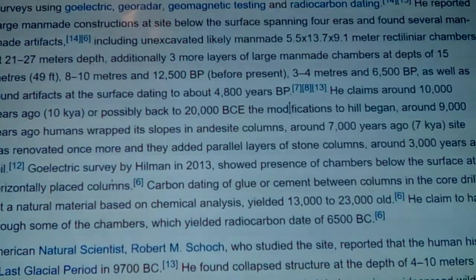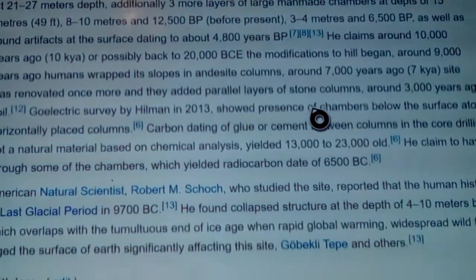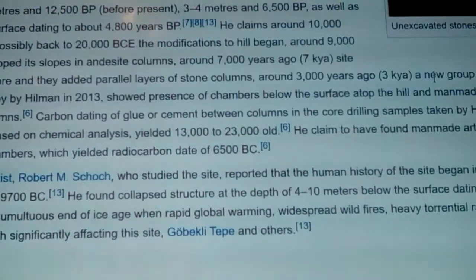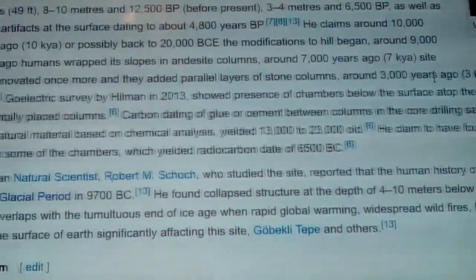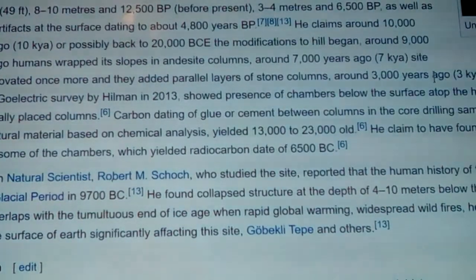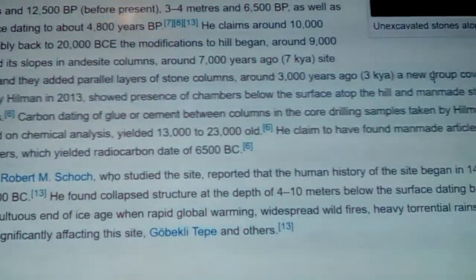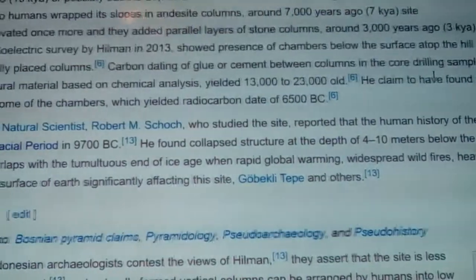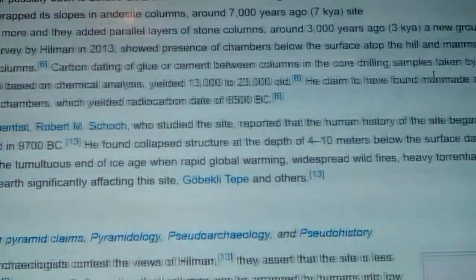So, into the height of the last ice age in the area, and around 9,000 years ago, humans wrapped its slope around andesite columns. Around 7,000 years ago, the site was renovated once more, and they added parallel layers of stone columns. Around 3,000 years ago, a new group covered the structure in soil. A geoelectric survey by Hilman showed the presence of chambers below the surface top, man-made stone structures, and carbon dating of glue, or a cement-type substance between the columns.